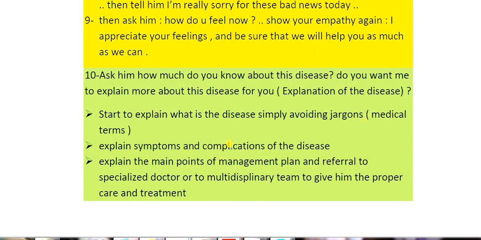Explain the symptoms and the complications of the disease. Explain the management that you are going to do for the patient, the management plan, and of course don't forget the referral, because you are only a senior house officer, so you are not the one to give treatment for the patient. You are going to refer the patient to a specialized doctor or a multidisciplinary team according to the case to give him the proper care and plan of management.